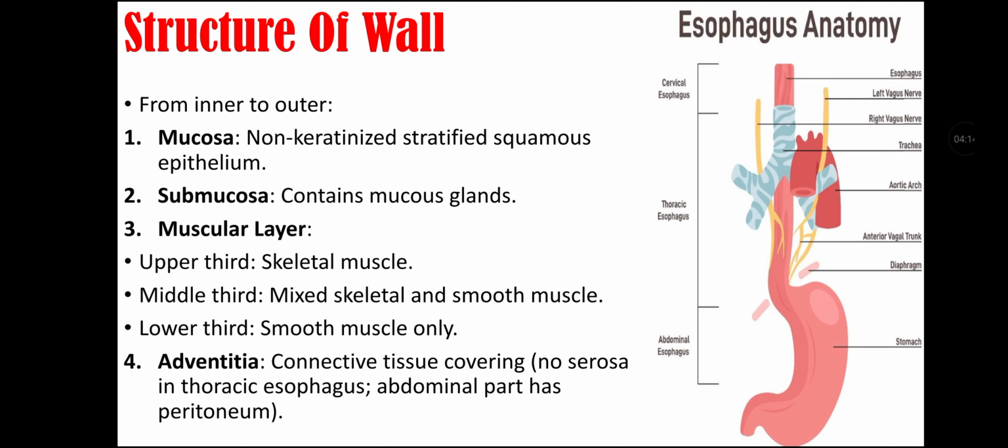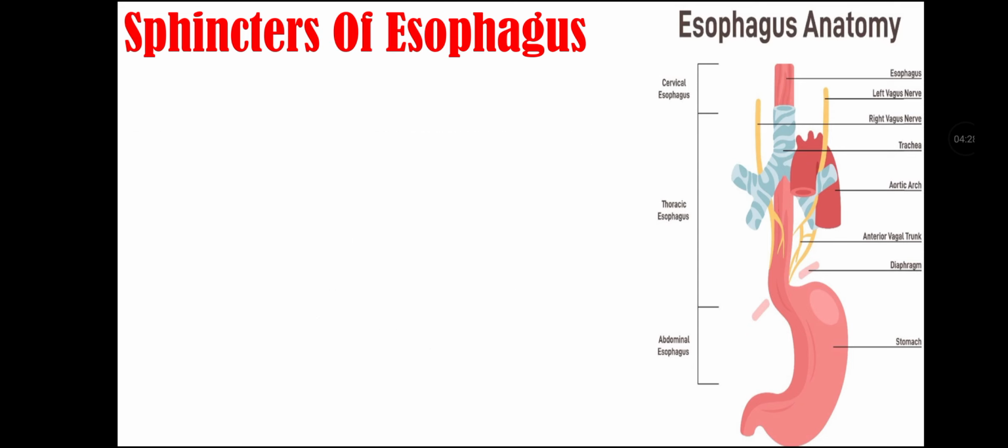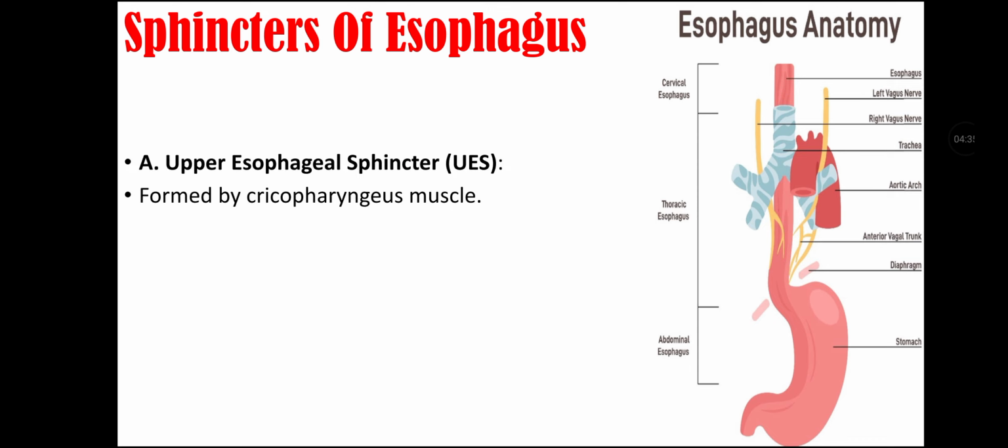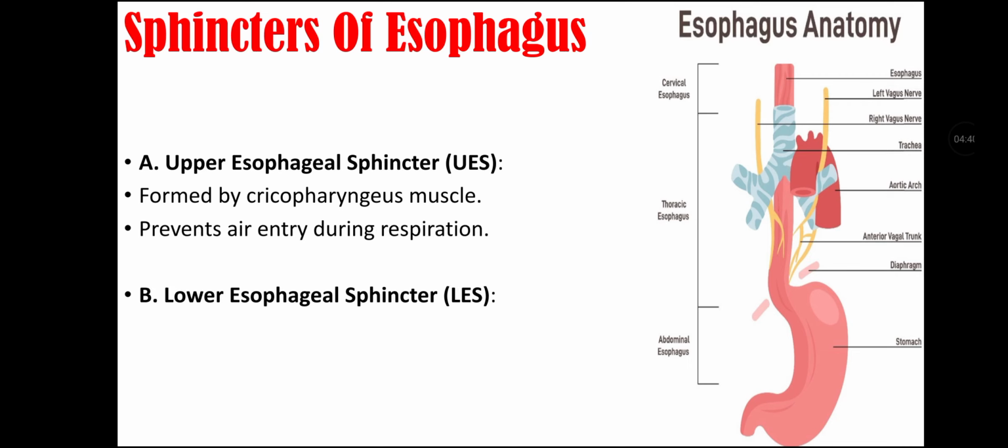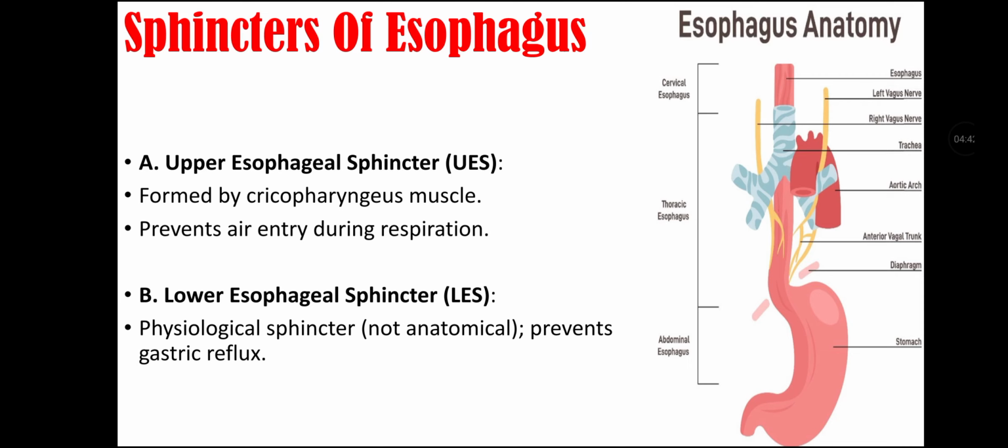Then there is the fourth wall that is the outermost wall of esophagus that is adventitia. It is basically connective tissue covering and there is no serosa in thoracic esophagus. And abdominal part has peritoneum on it. Now let's talk about sphincters of esophagus. First sphincter is upper esophageal sphincter that is formed by cricopharyngeus muscle. It prevents air entry during respiration. Second is lower esophageal sphincter that is physiological sphincter and not anatomical sphincter and it prevents gastric reflux.